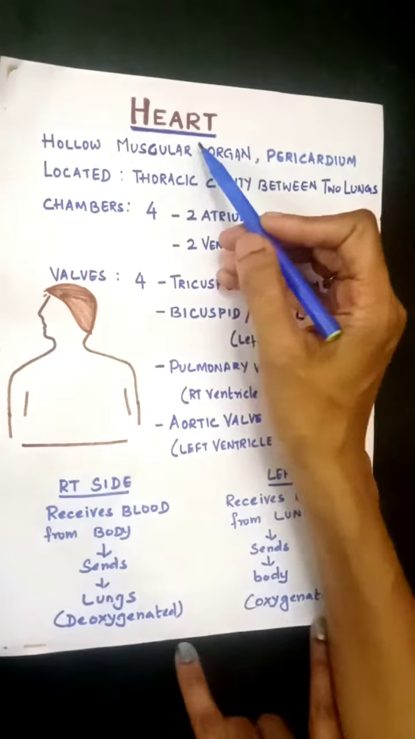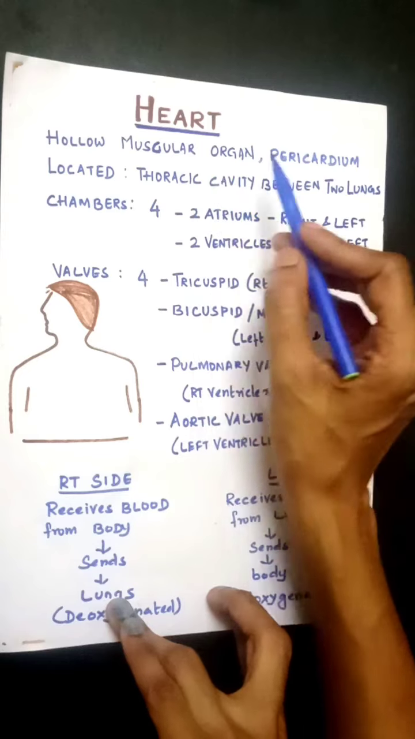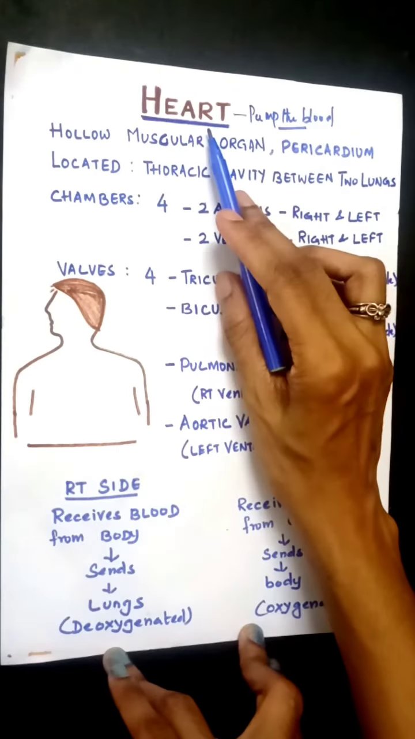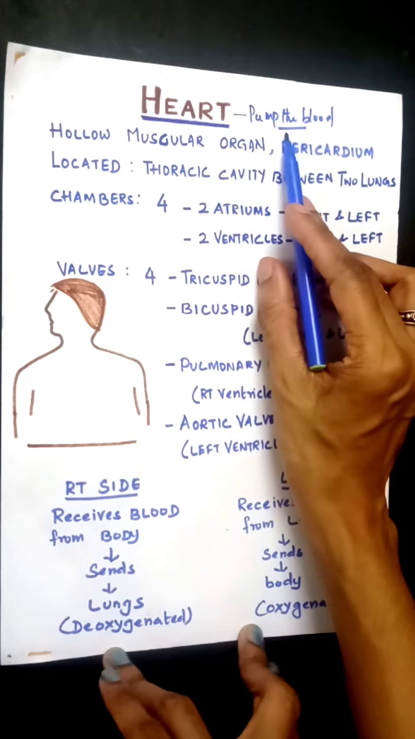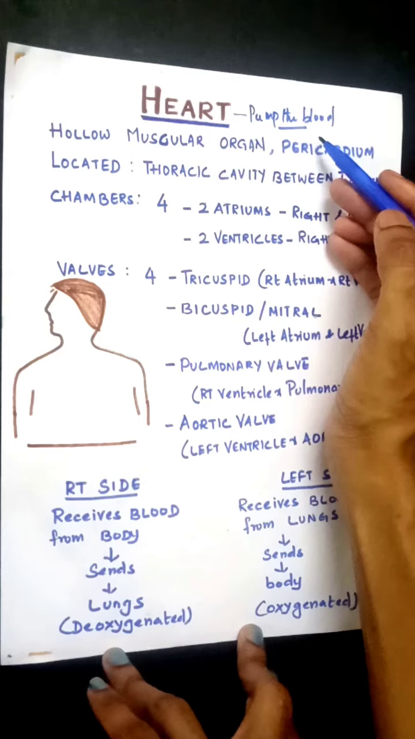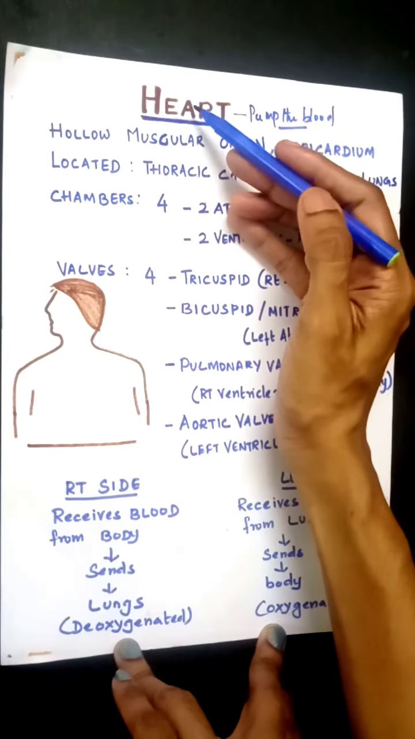In quick revision, today we are going to see about the heart. Heart is a hollow muscular organ. It is covered by a membrane called pericardium. The main function of the heart is to pump the blood to different parts of the body, to supply oxygen and to remove the carbon dioxide. So you can say, in other words, the heart is the pumping station of the body.